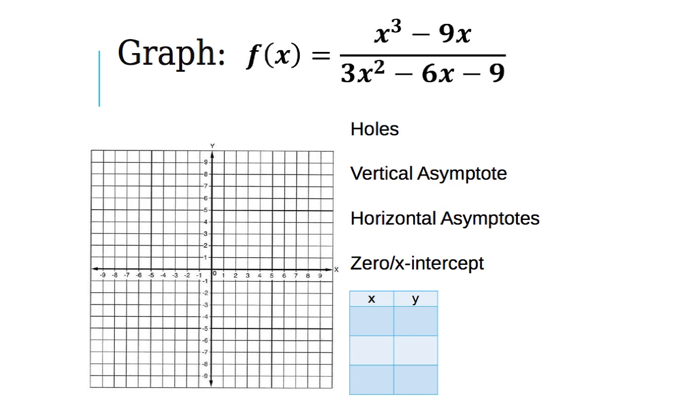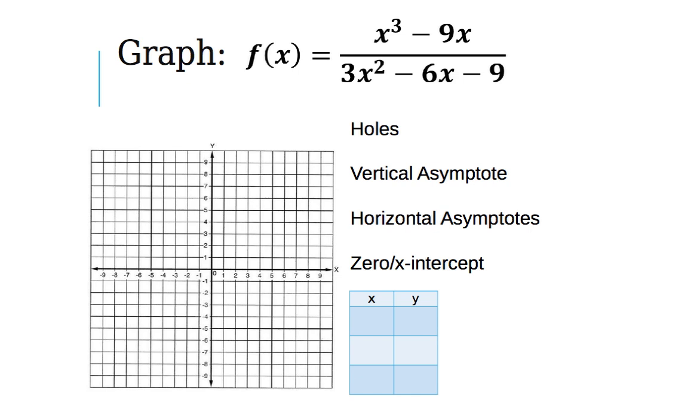So here's our first problem. It says graph f of x equals x cubed minus 9x divided by 3x squared minus 6x minus 9. So at this point, I would pause the video, copy down the problem, and work through finding each of the key features, putting it on a graph and sketching the general shape. Okay, so hopefully you've worked through this problem.